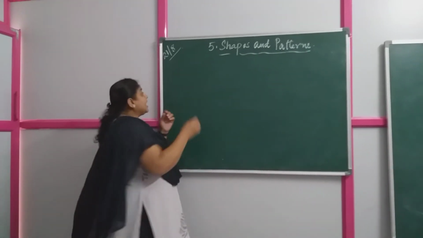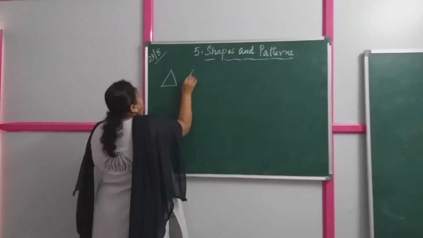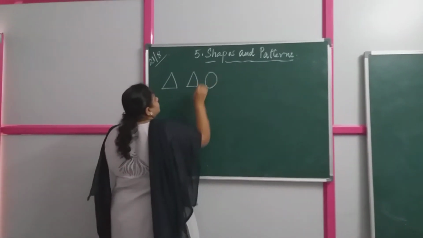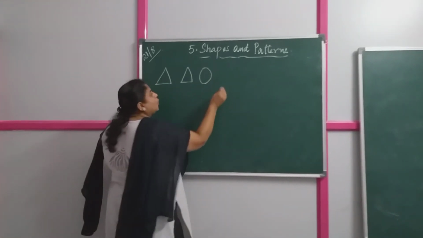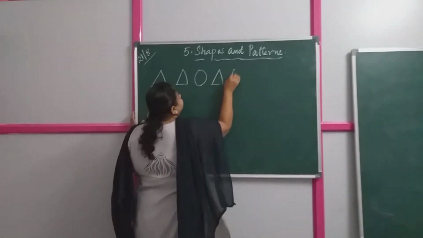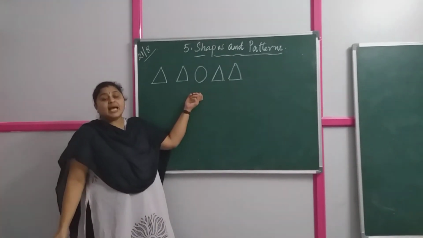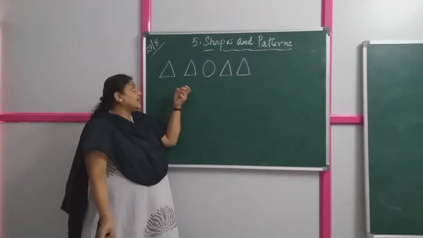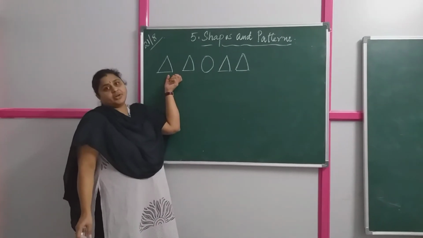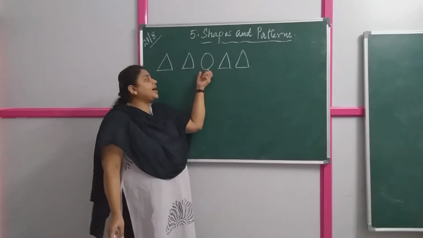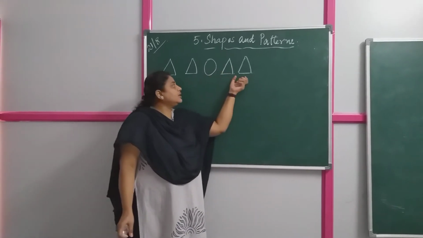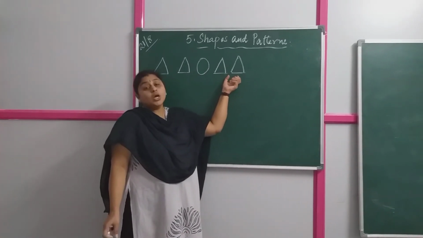Suppose I am drawing. Look at this, what I am doing, children, just look at the board and observe. Now this is a pattern. I am doing one design sort of a thing. So first I have drawn 2 triangles, then I did one circle, then again I did two triangles.